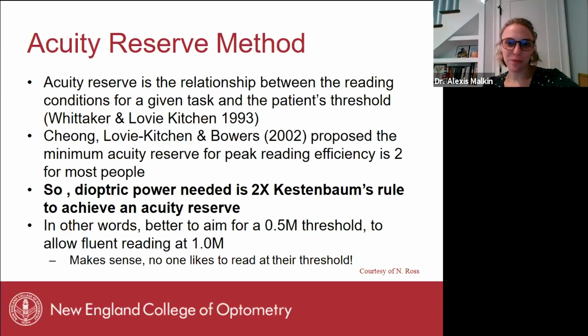And this makes sense. Nobody wants to read at their threshold. I can read pretty small print. I'm a myope. I don't have my Kindle set to the smallest print available. I have it set to bigger than that because it's much more comfortable for me to read a little bit above my threshold. So the same principle applies to your low vision patients. You want to go past their goal print to make sure that they can read for extended periods of time.